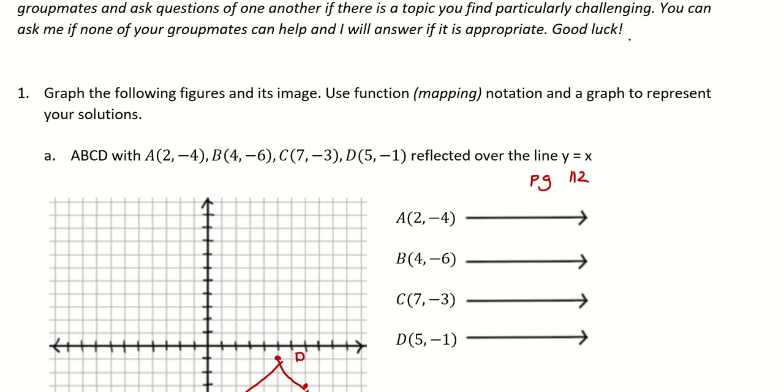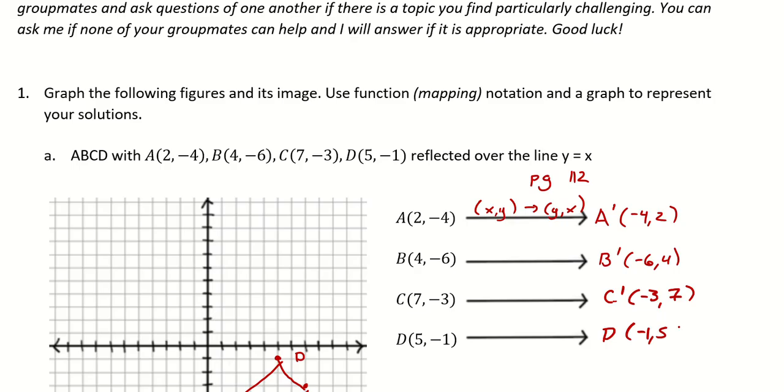Now, if we reflect over the line y equals x, super easy. All that we have to do is swap these points. So meaning that on this A prime, if we swap x and y, and I'll just go ahead and show that, (x, y), if we go over the line y equals x, it becomes (y, x). That is the rule. So looking at this, pretty chill, A prime is (-4, 2). B prime, if we just swap them around, should be (-6, 4). C prime is (-3, 7). And D prime is (-1, 5).